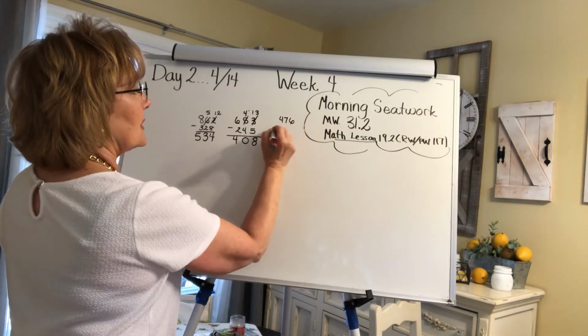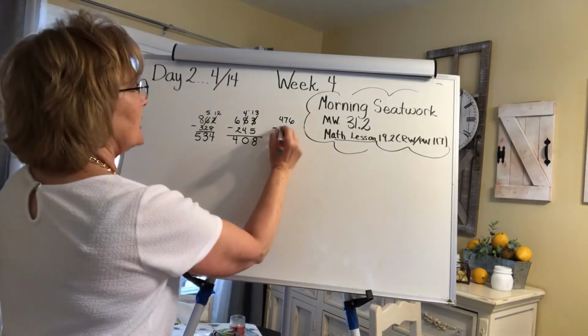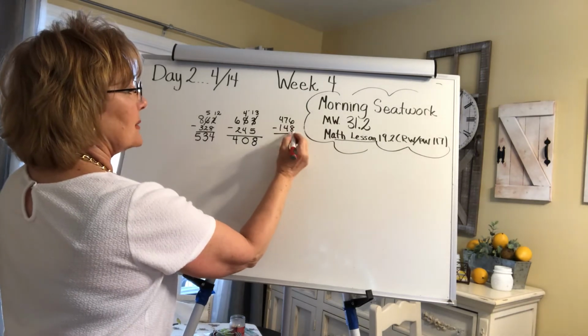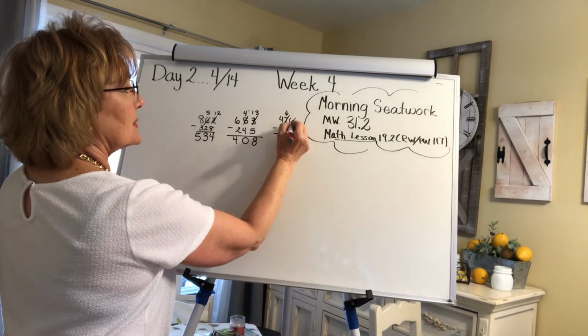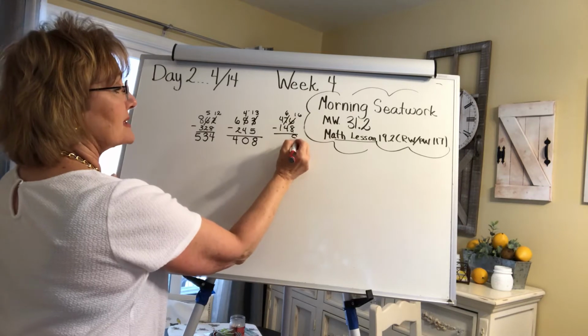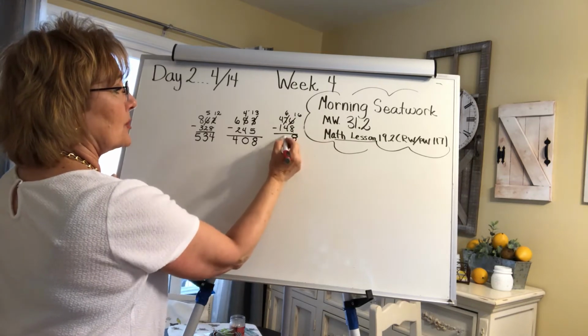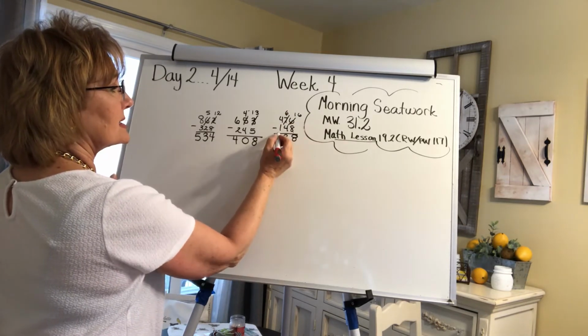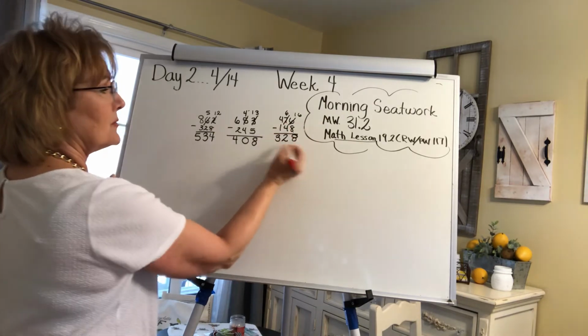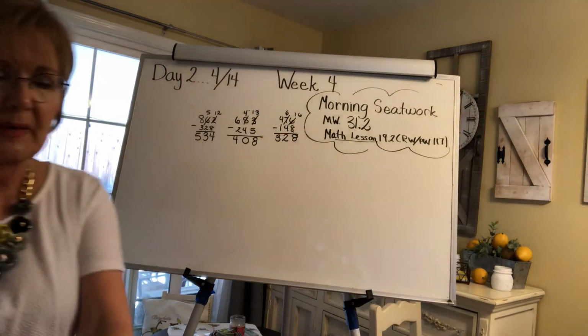476 minus 148. Looks like more on the floor. You go next door, you get 10 more. 8 plus 8 makes 16. 4 plus 2 makes 6. And 1 plus 3 makes 4. So that's how my brain works.